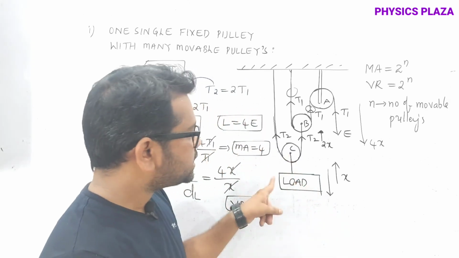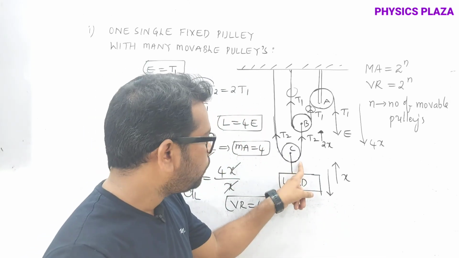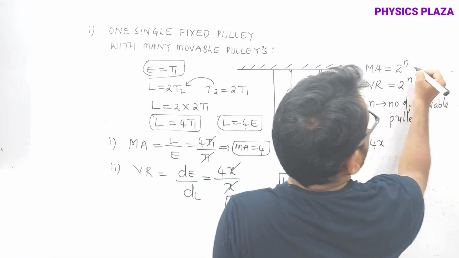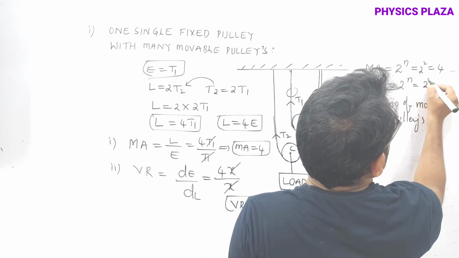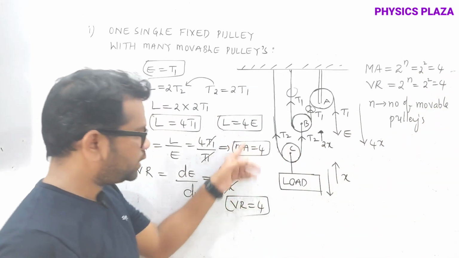For suppose in this case, how many movable pulleys are there? 1, 2. Let us try. So that will be 2 power 2 is 4. Here also 2 power 2 is 4. That's it. Same thing we got, right?